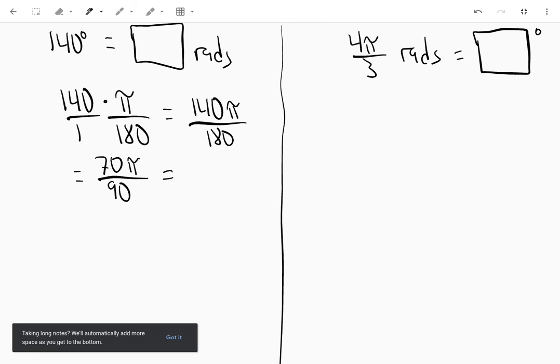And then I could keep going, dividing by 2. So this would be 35 pi, because 70 divided by 2 is 35, and 90 divided by 2 is 45. We're still not fully reduced yet. I could divide everything by 5 now, because 35 divided by 5 is 7, and 45 divided by 5 is 9. Now I'm fully reduced. So 140 degrees is equivalent to 7 pi over 9 radians. Again, I multiplied by pi over 180, and then I simplified.